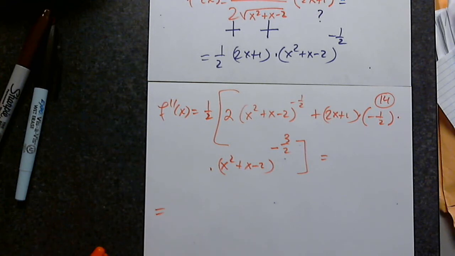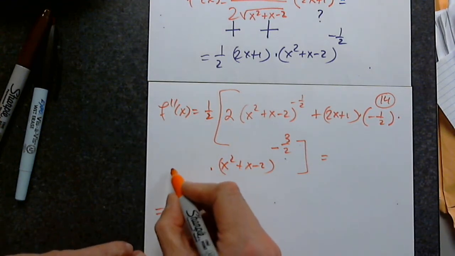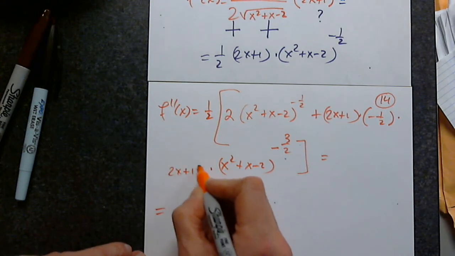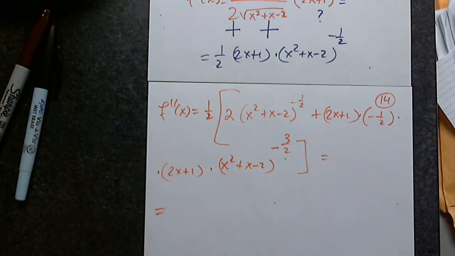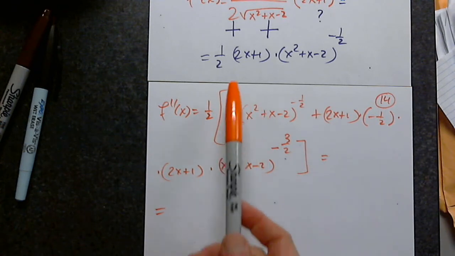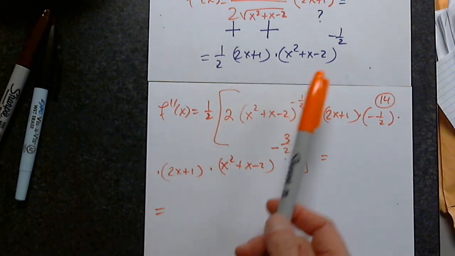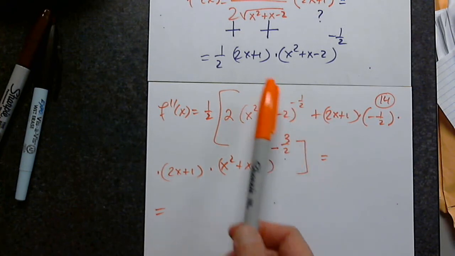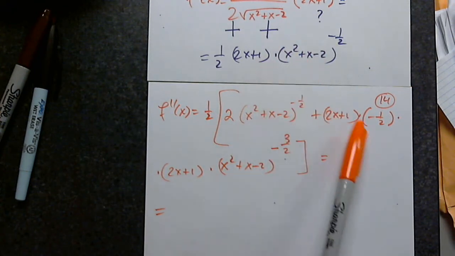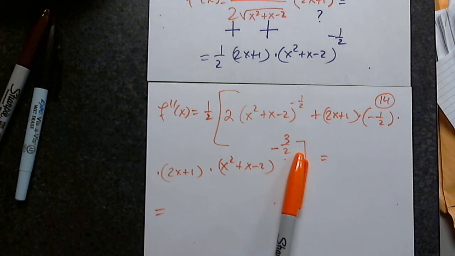Yes, please. Allie? Don't we have to multiply by the inside? Oh, of course, I'm talking nonsense. Yes, of course, 2x plus 1. Thank you very much. So now I have to check everything. So the first function prime times the second one, plus the first function times negative 1/2 times our negative 3/2 times the inner function prime. Thank you very much.